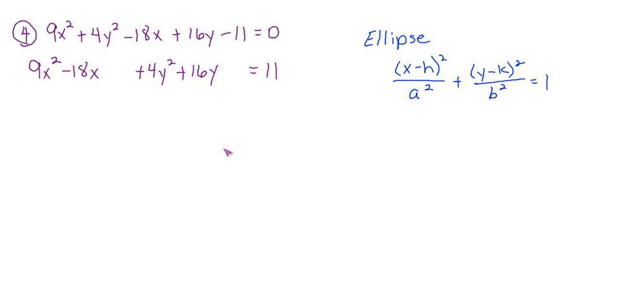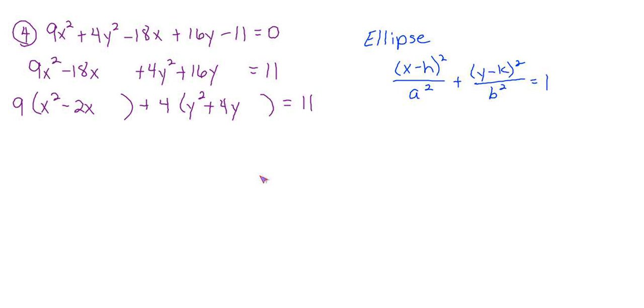Now, next, I want to factor out these coefficients. So I'm going to factor out the 9 here, and I'm left with x squared minus 2x. I'm going to leave a space because I'm going to complete the square there. Now I'm going to factor out a 4 here, and I'm left with y squared plus 4y. Again, I'm going to leave a space to complete the square, and I have 11 on the other side.